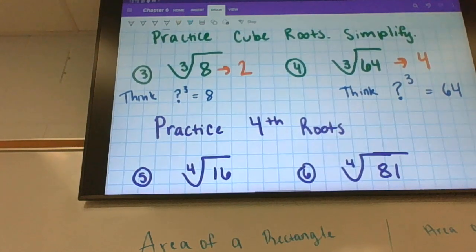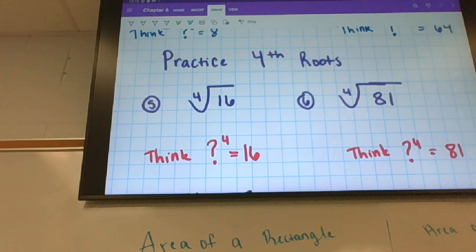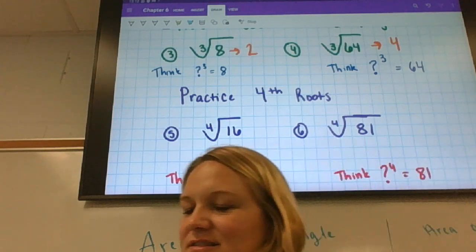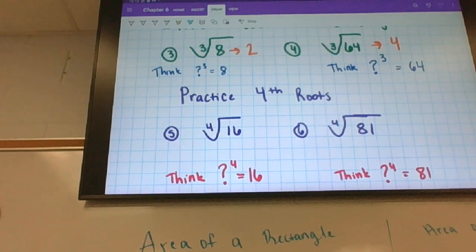Alright, let's do some fourth roots. We're going to 5 and 6 when you're ready and try a fourth root.